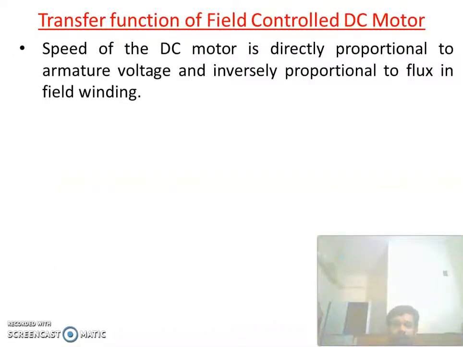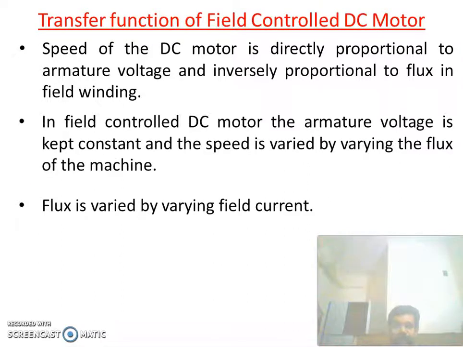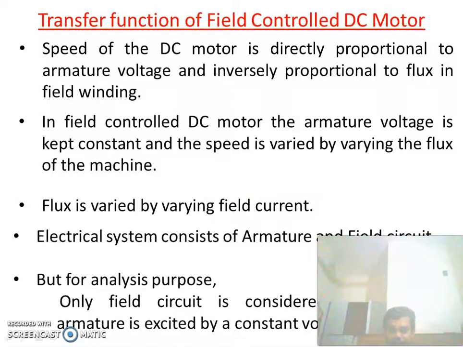The speed of a DC motor is directly proportional to the armature voltage and inversely proportional to the flux in field winding. In field controlled DC motor, the armature voltage is kept constant and speed is varied by varying the flux of the motor. So, how are you controlling the speed? By making armature voltage constant and by varying the flux. The flux can be varied by varying the field current.